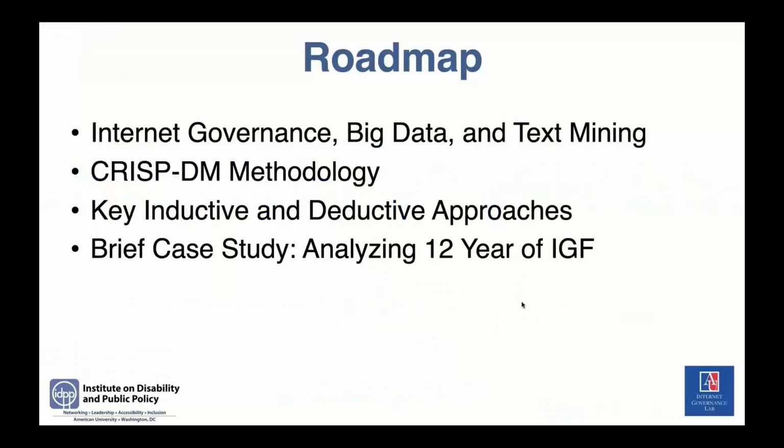So I want to do 4 things today very quickly. I'll help to set the context for the case study by talking a little bit about Internet governance research. I'll give you the methodology that we use for these approaches. It's called the CRISP-DM approach. And then I'll talk about some of the key inductive and deductive approaches that we use. So I'll talk about some of the exploratory techniques and some of the confirmatory techniques, and I'll highlight categorization models, and I'll talk a bit about how to build categorization models, what they are and how you use them, and then I'll give an example in the case study on the Internet Governance Forum.